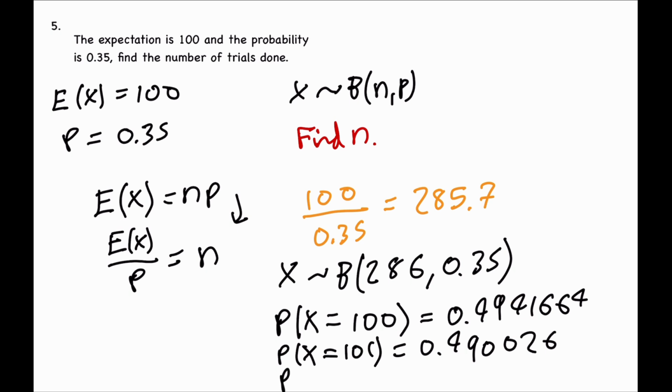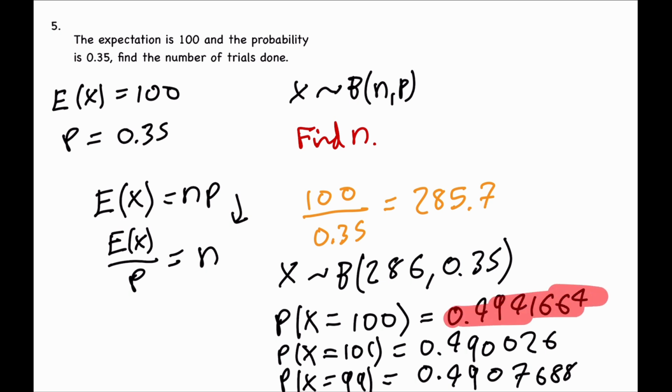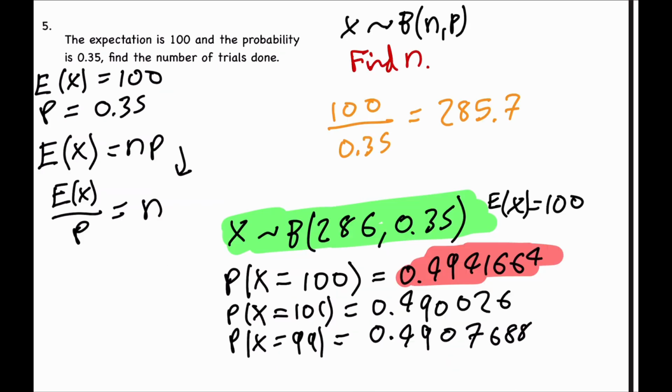And probability of x is equal to 99. And we're going to test this, and we're going to get 0.4907688. And we realize that this is our largest value. So the expectation following this distribution is equal to 100. So now we've proved that the rounded version of this has a most likely outcome of 100. So the value of n would be 286. And this would be your correct answer.